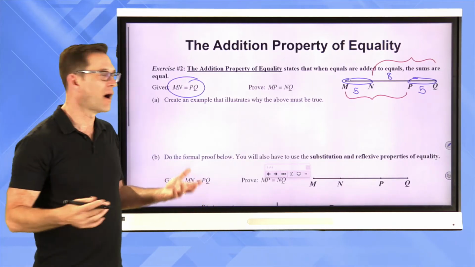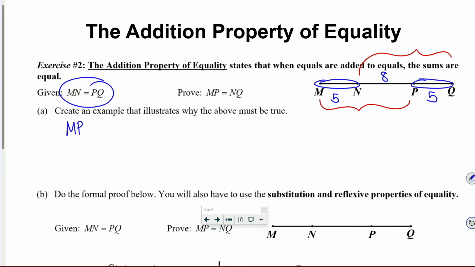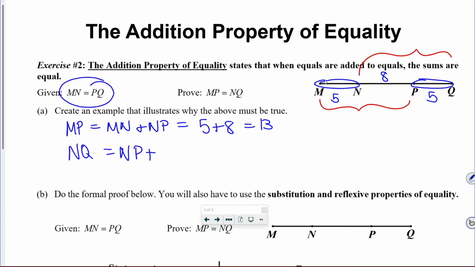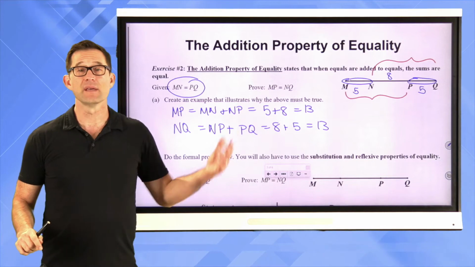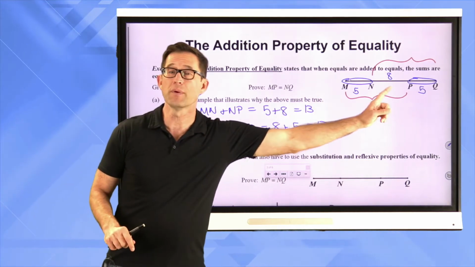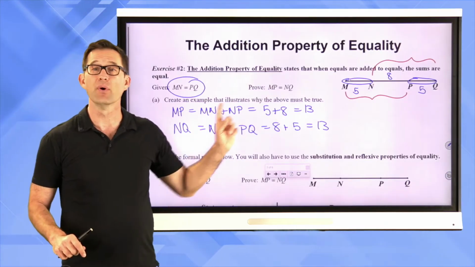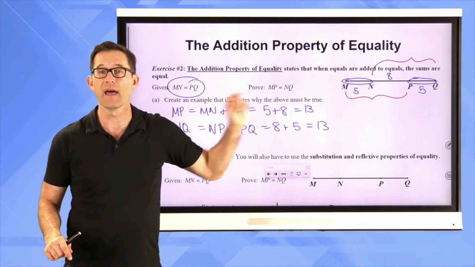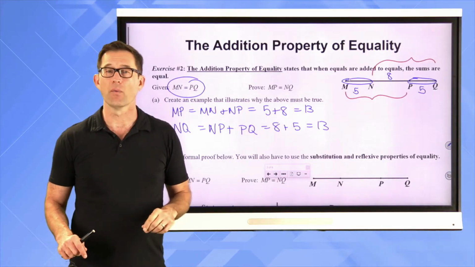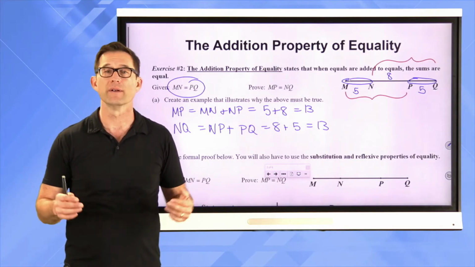Well, in this case, obviously, MP, which is equal to MN plus NP, that's the partition property, would be 5 plus 8, which would be 13. And NQ, which would be equal to NP plus PQ, would be equal to 8 plus 5, which would also be 13, right? So if MN is equal to PQ, it doesn't really matter what NP is equal to, because I'm going to have to add it to both MN and PQ to get MP and NQ. Those two also have to be equal, right? They have to be the same length. They have to be congruent, okay?